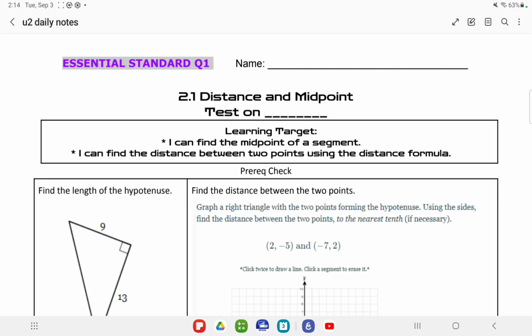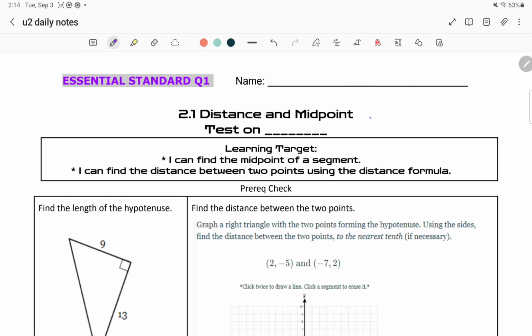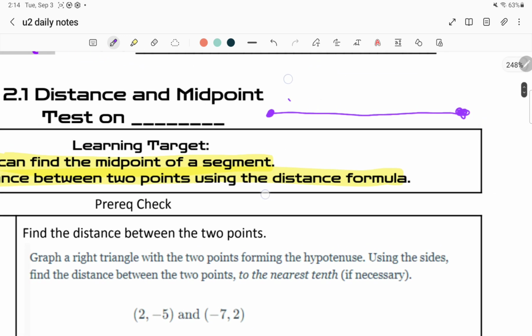Today we're going to be doing 2.1, which is on the distance formula and the midpoint formula. First we're going to be able to find the midpoint and we're going to be able to find the distance. So this is still geometry, but we're going to be doing a lot of algebra today. Let me explain kind of what we're physically doing.